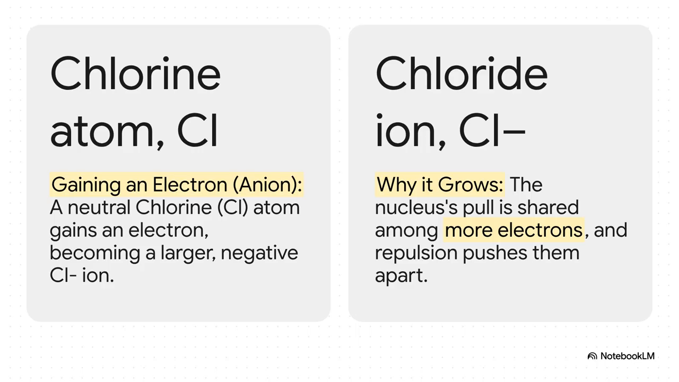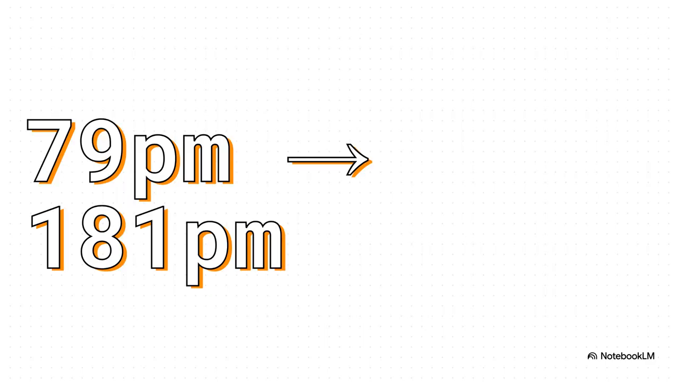This time, that same nucleus has to hold on to more electrons, so its pull is spread a little thinner. On top of that, electrons are all negative, so they repel each other, pushing that outer shell even further out. And just look at this transformation. A neutral chlorine atom is 79 picometers, but the chloride ion blows up to 181 picometers. It more than doubles in size.